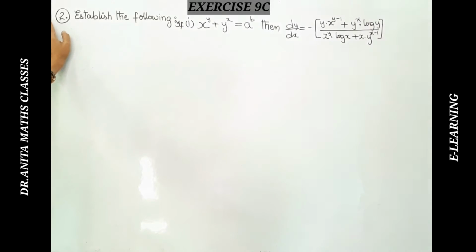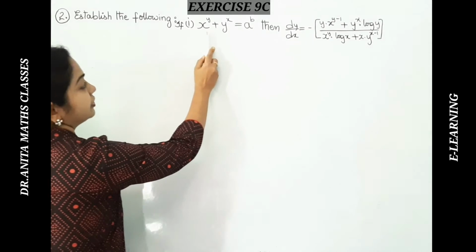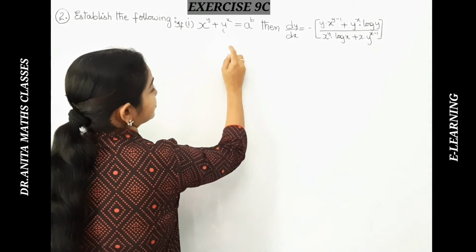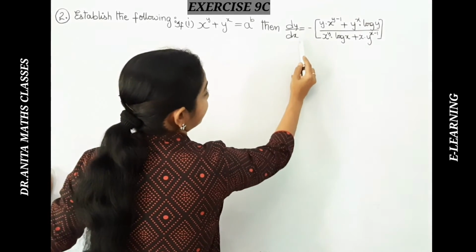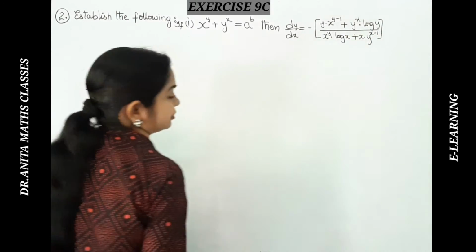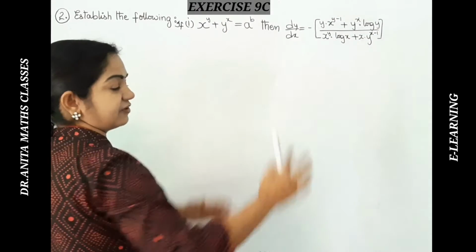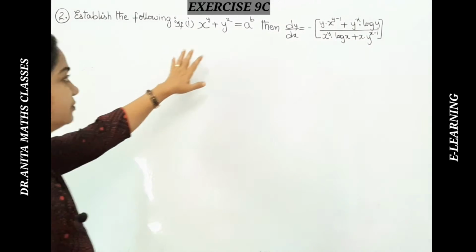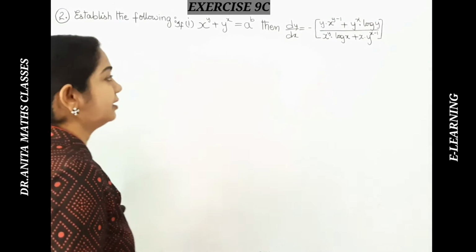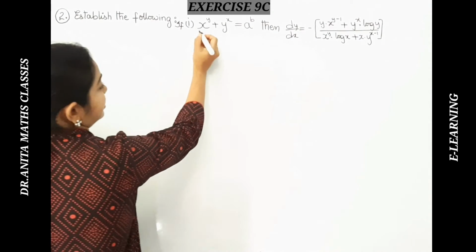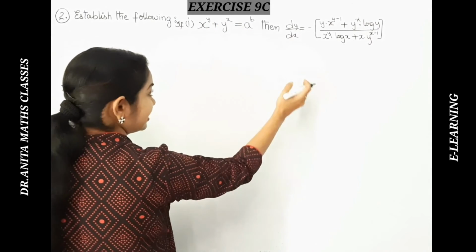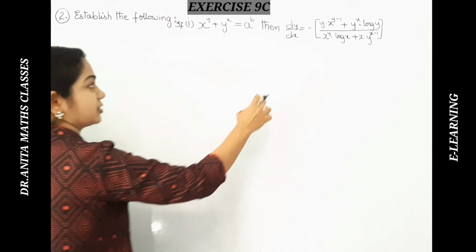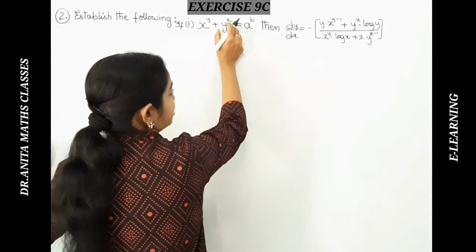In the third section, the second bit here, establish the following. If x raised to the power of y plus y raised to the power of x is equal to a raised to the power of b, then dy upon dx is equal to this part, which we need to prove. We have to start with this and prove it. We will suppose as usual this as y1 and this as y2. We don't have y here; we will get dy upon dx during the process, because there is a y function here.